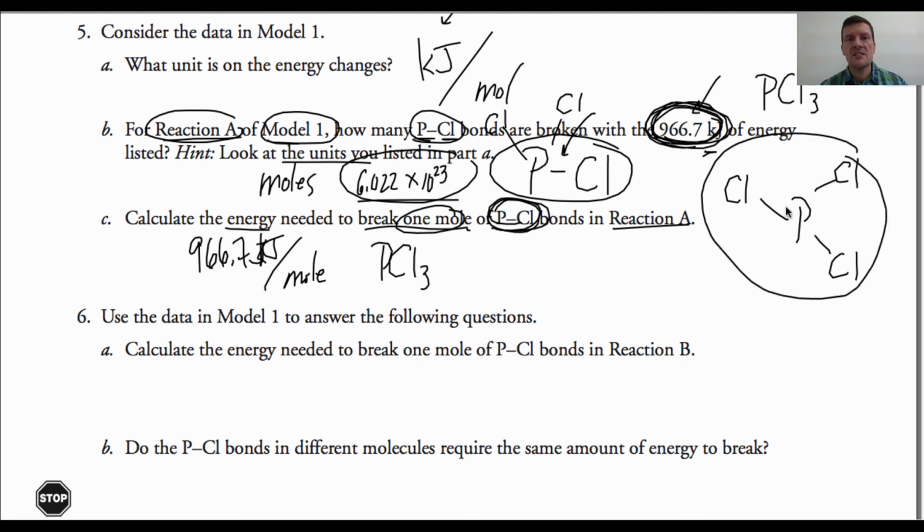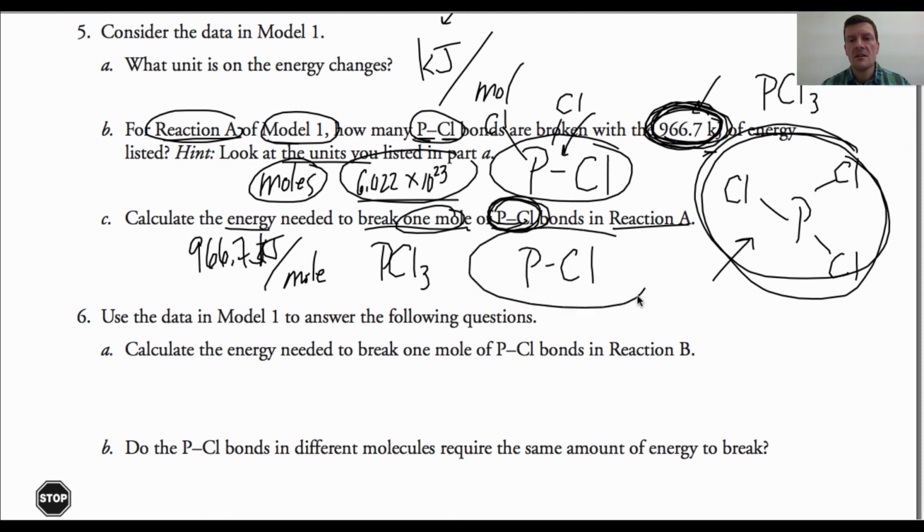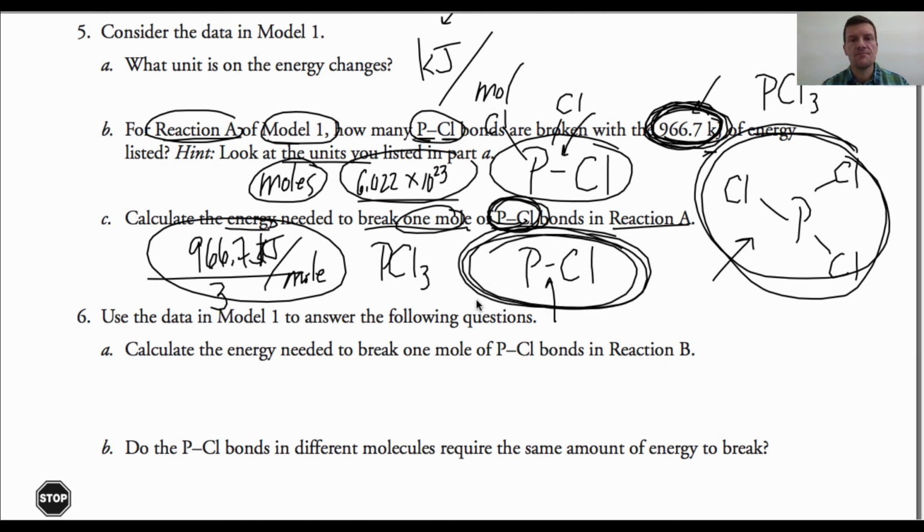Well, there are 3 bonds for every molecular unit of PCl3. So this 966.7 is how much it takes to break all 3 of these bonds in a mole of that molecule. Okay? Well, if you just want to find out what it is for just a single PCl, then we're going to take this number and divide by 3, obviously. Okay? So you're going to take your 966.7, divide that by 3, and you're going to find out what the energy needed to just break one of those bonds is. Okay?